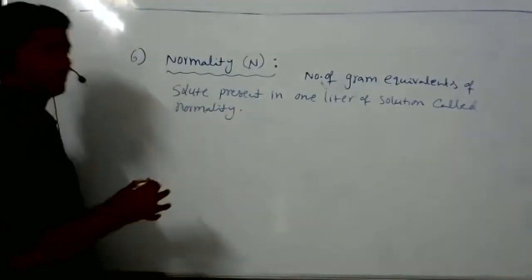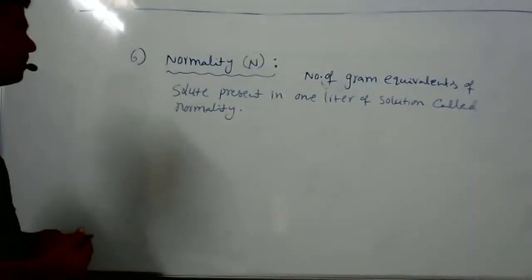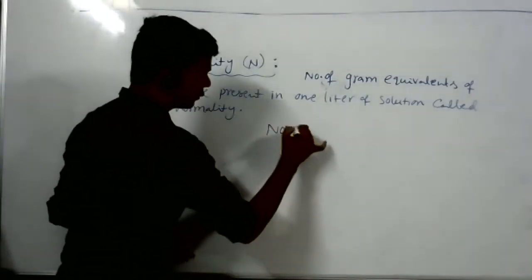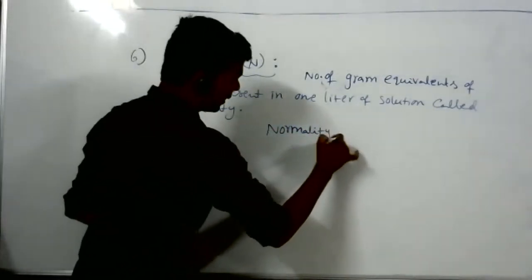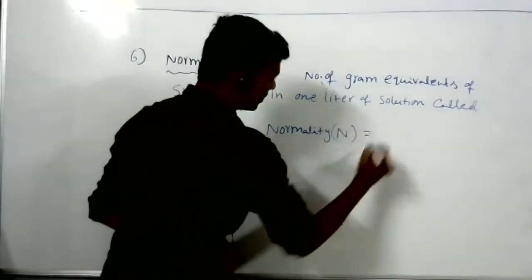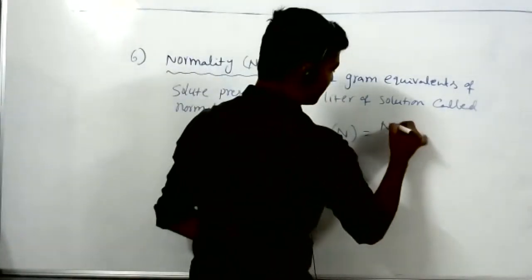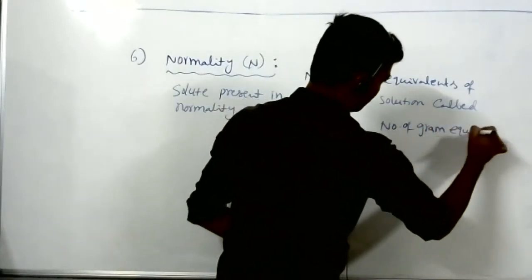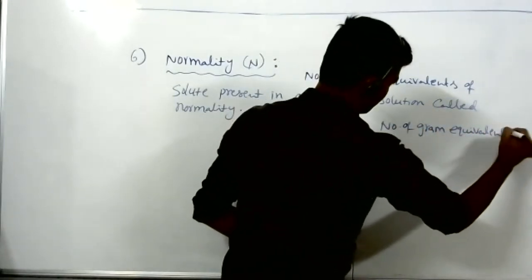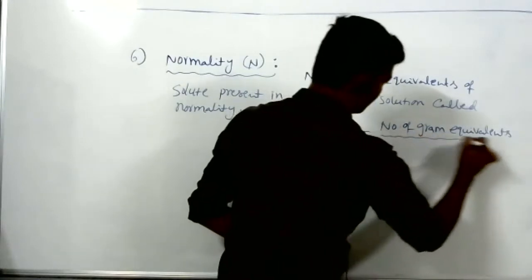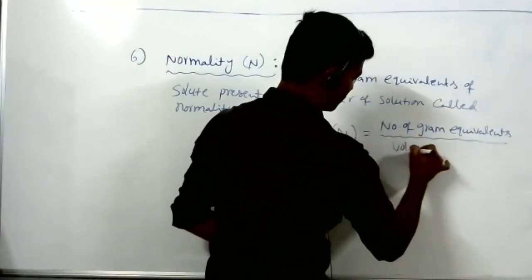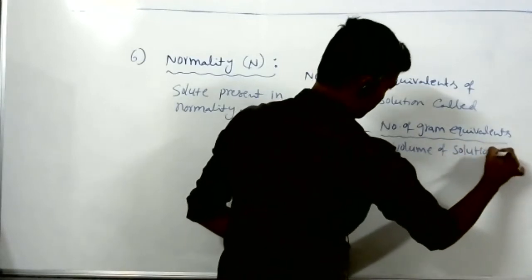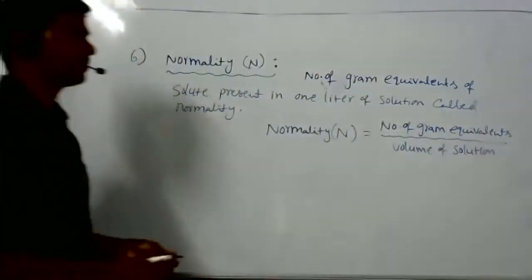See how to calculate and what the formulas are. Normality N is equal to the number of gram equivalents divided by the volume of solution.